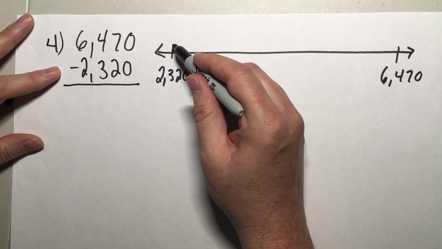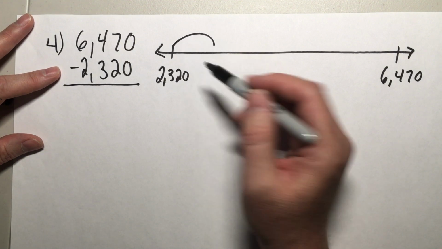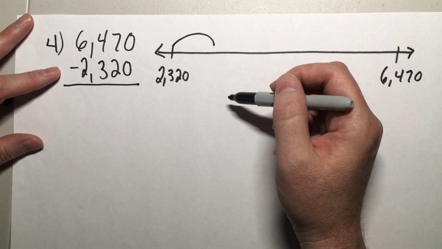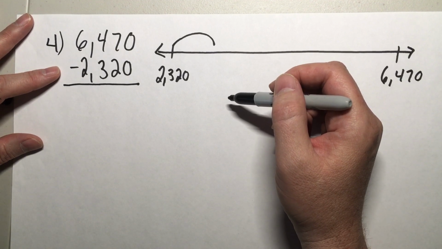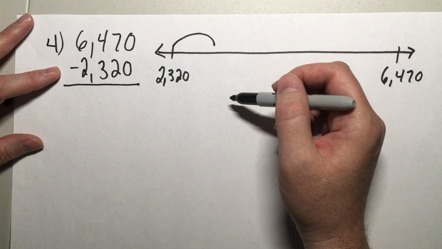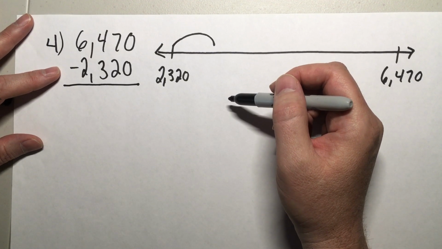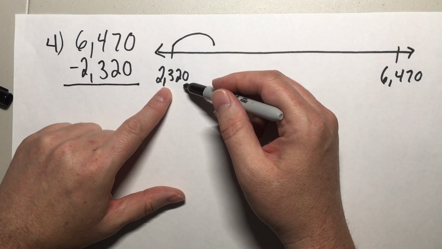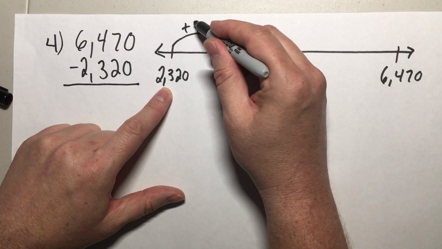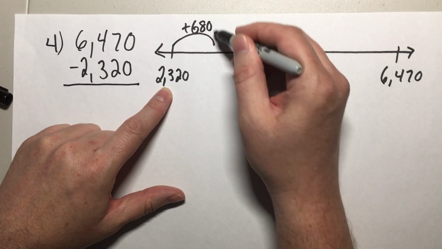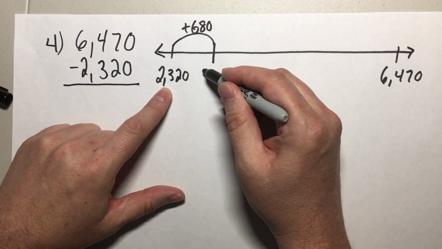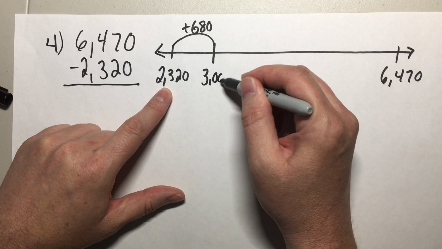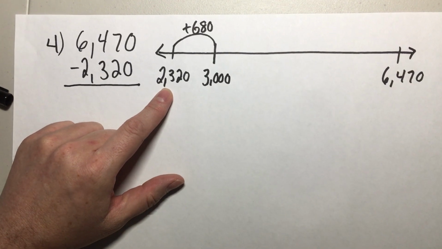Okay. First thing I want to do, I'm looking at that 20 right there. I might want to add 80 to it, but you know what? If I add 80 to it, that will get me to 2,400. If I add another 600 to that, I can just get to 3,000 is what I'm thinking. So again, I'm going to add 680 right there. Now I'm at 3,000.